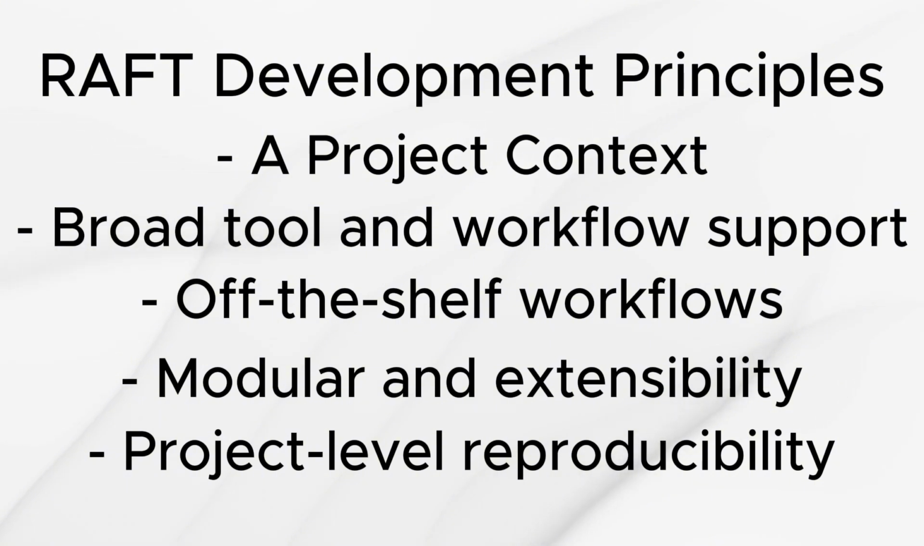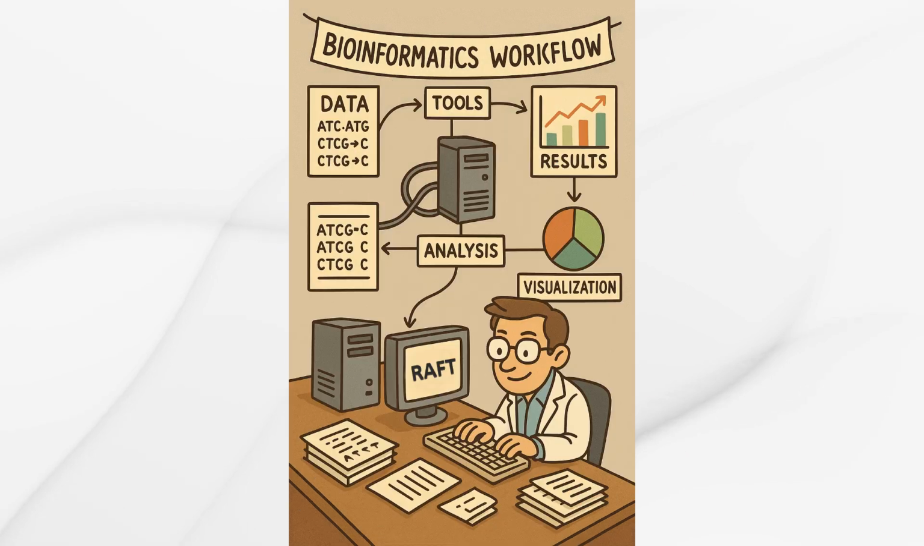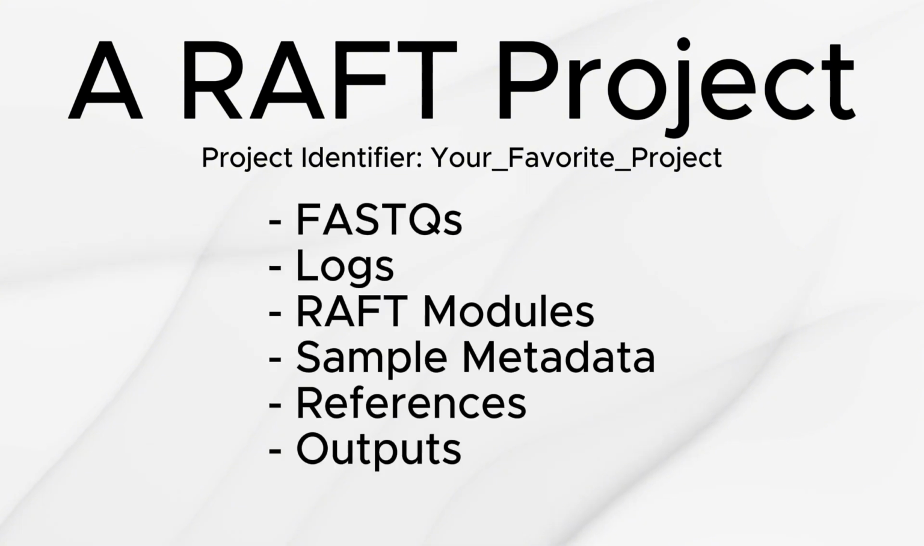Principle number 1 is a project context. Bioinformatics can be messy. We've all seen untracked scripts and scattered output files that only make sense to the person who wrote them. RAFT addresses this by creating a structured project each time you run a workflow. Each project has its own unique ID and folder that stores everything: FASTQs, logs, modules, metadata, references, and the workflow outputs. This structure makes it easier to rerun analyses, trace results, and stay organized, all from a single, centralized directory.